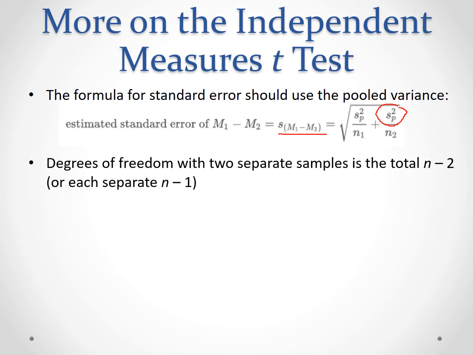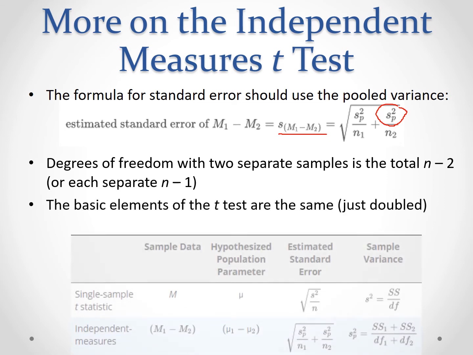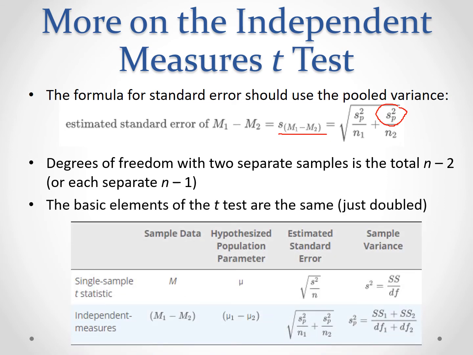Now, I mentioned degrees of freedom a minute ago, but in this case, degrees of freedom with two separate samples is the total n minus 2, because for each separate group, I'm taking n minus 1. The basic elements of the t-test that you learned in Chapter 9 are just the same here. The only difference is that things are doubled.